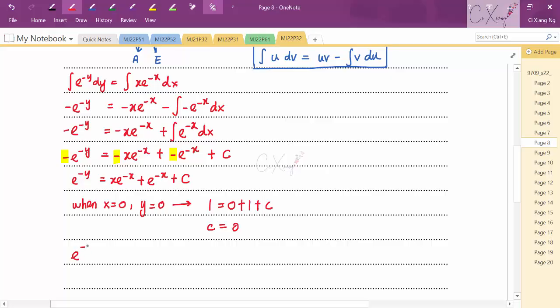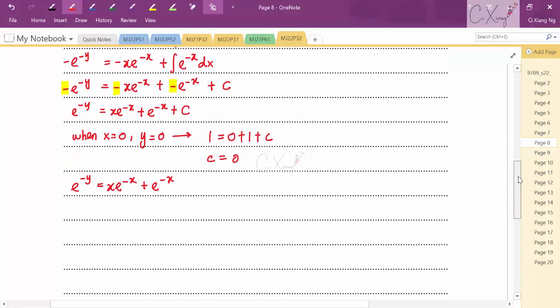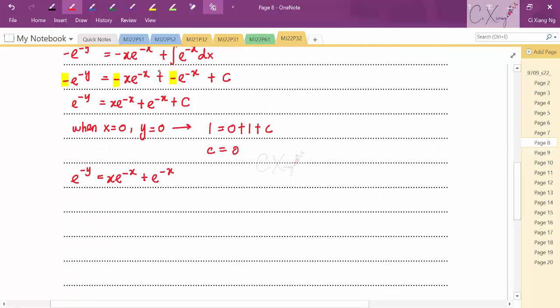So if we rewrite everything again, I have e negative y equals x e power negative x plus e power negative x. And if they want us to simplify everything, expressing y in terms of x, how can we do that? First of all, I want to factorize out the e power negative x. After that, to make y the main object, I have to take ln on both sides. If I take ln on both sides, the negative y can be pulled in front, because it is a power.